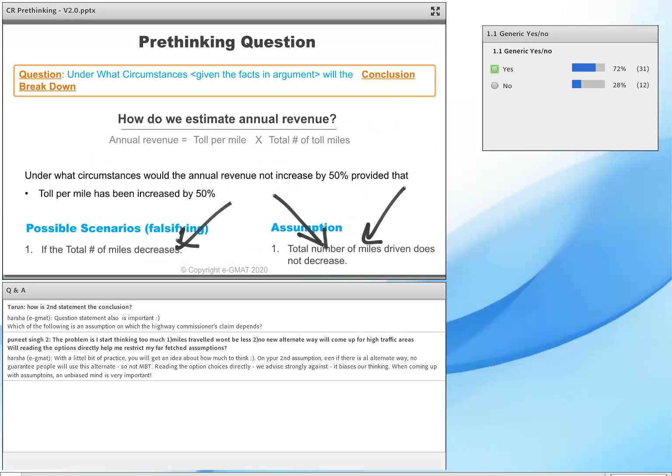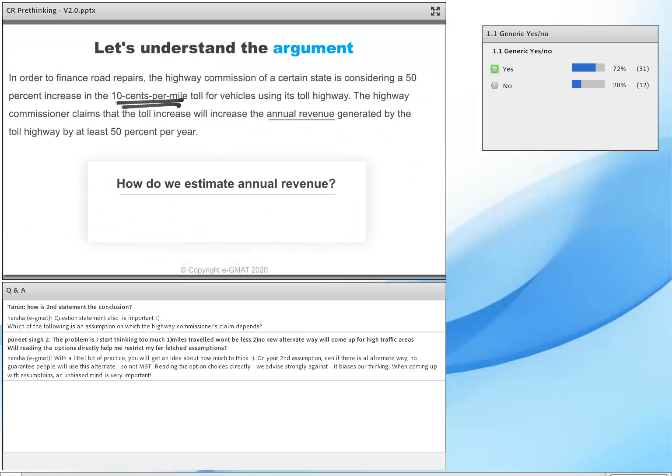Now, how do you go about doing this? Here is the argument. The argument is telling you that the Highway Commission is considering a 50% increase in this toll, 10 cents per mile, which means I'm getting toll on a per mile basis. Okay, and I'm looking at a 50% increase. The Highway Commissioner claims that the toll increase will increase the annual revenue by 50%. If I'm charging on a per mile basis, what is annual revenue? How many miles I drive multiplied by how much I charge per mile.